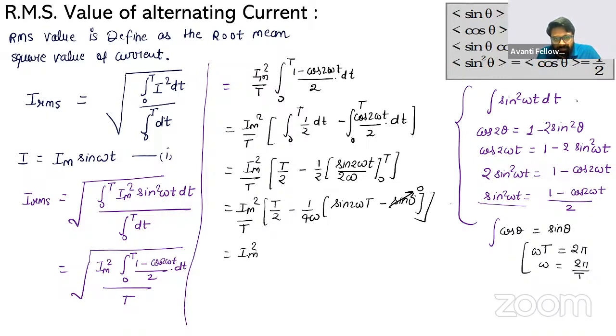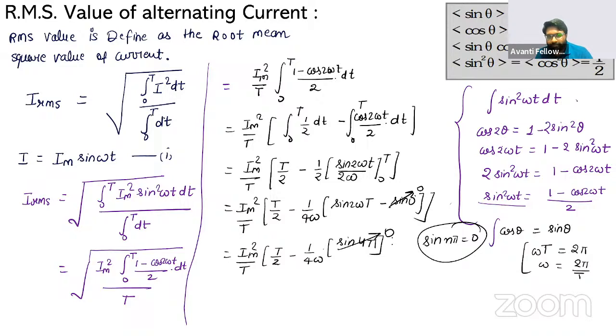So it is Im square by capital T, t by 2 minus 1/4 omega into sin 2 omega T. टी की वैल्यू क्या हो जाएगी, 2 पाई बाई ओमेगा, and ओमेगा की वैल्यू रखनी है, which is 2 pi by capital T, and here also capital T. Capital T and capital T will cancel out, so it will become sin 4 pi. Sin n pi is always 0. This expression will become 0. If this expression becomes 0, only t by 2 will be remaining.